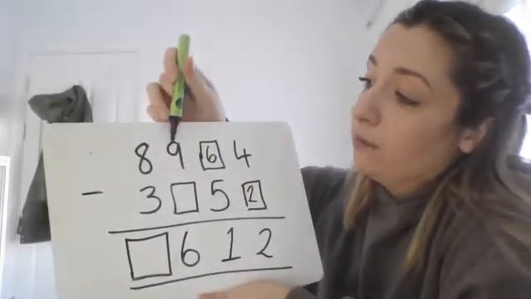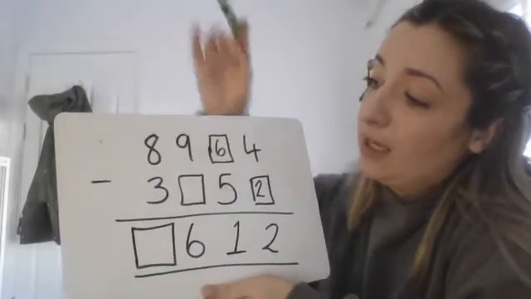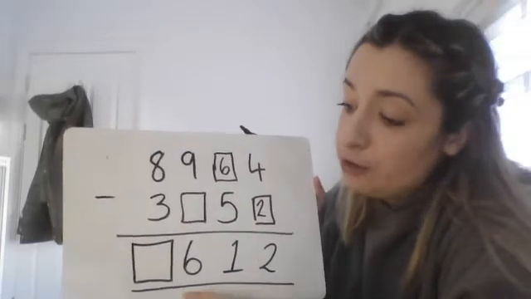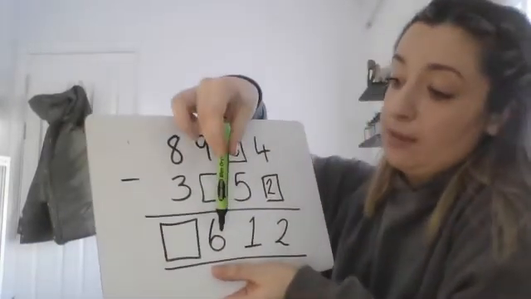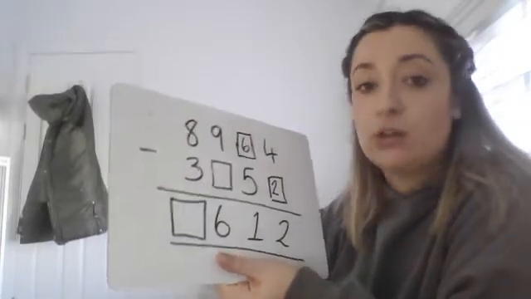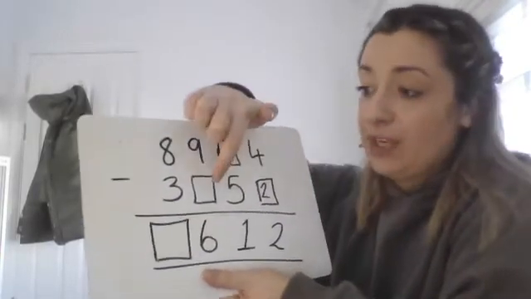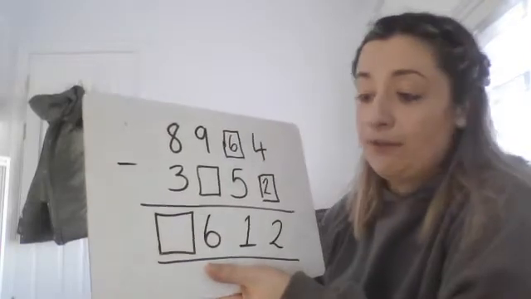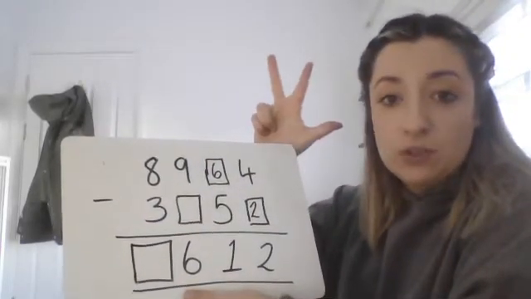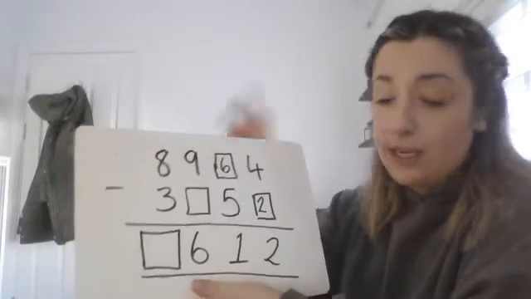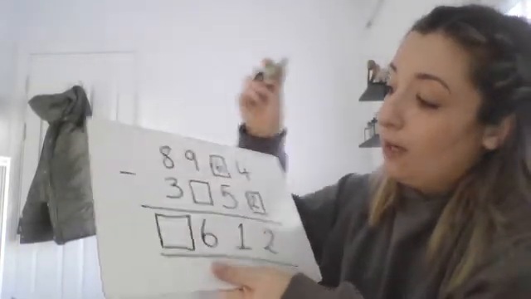Moving on to the hundreds column, 9 subtract something equals 6. I'm going to use a different method this time. I'm going to use counting on. So I'm going to use 6 in my head, and I'm going to count on to 9. And that should give me my number for my box. So I've got 6 in my head, 7, 8, 9. How many more did I need? 1, 2, 3. So 3 is going to go here.